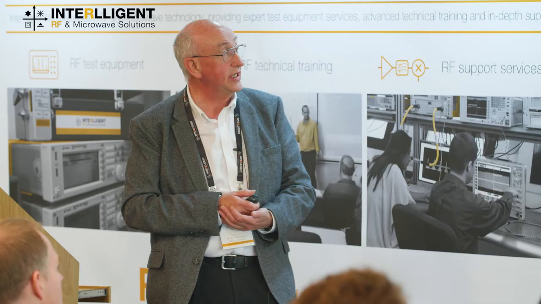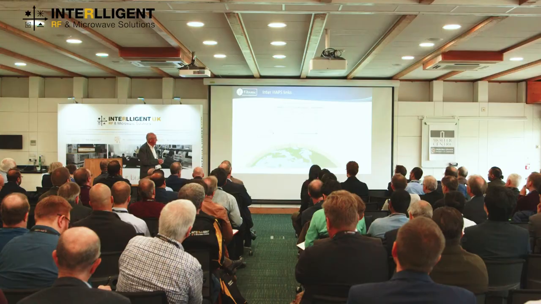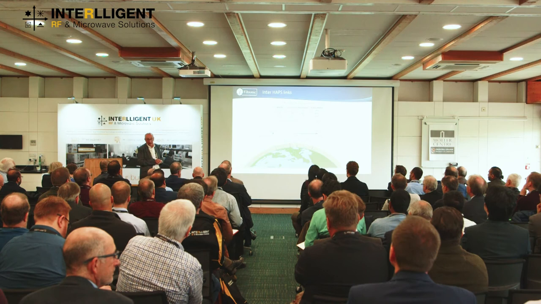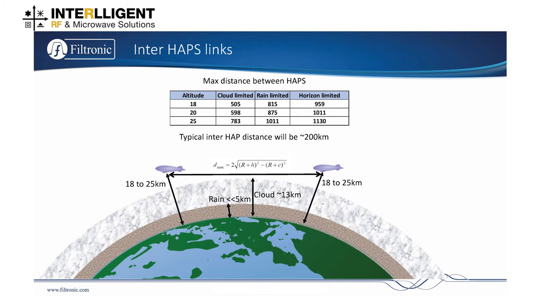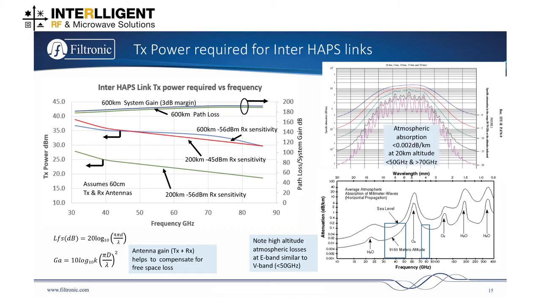Obviously the distance is going to be dependent on the ceiling of the clouds and the rain height. So if we look at what would be cloud limited at 20 kilometers, you've still got a link that could be nearly 600 kilometers long. If you want to keep away from the rain, it could be 800 kilometers. So these are substantial links, which gives some flexibility in the way the networks are designed. Again, apologies for the number of figures on here. This is looking at the system gain that would be required for an inter HAPS link.